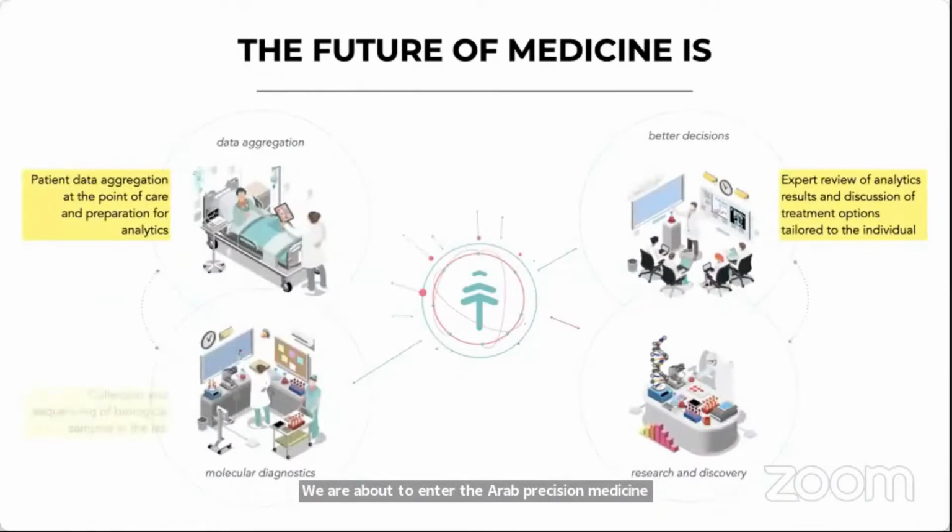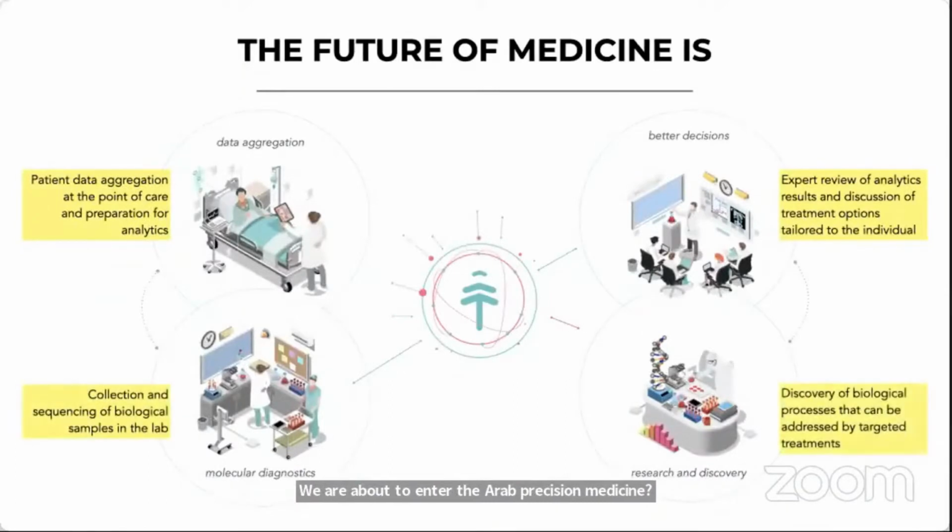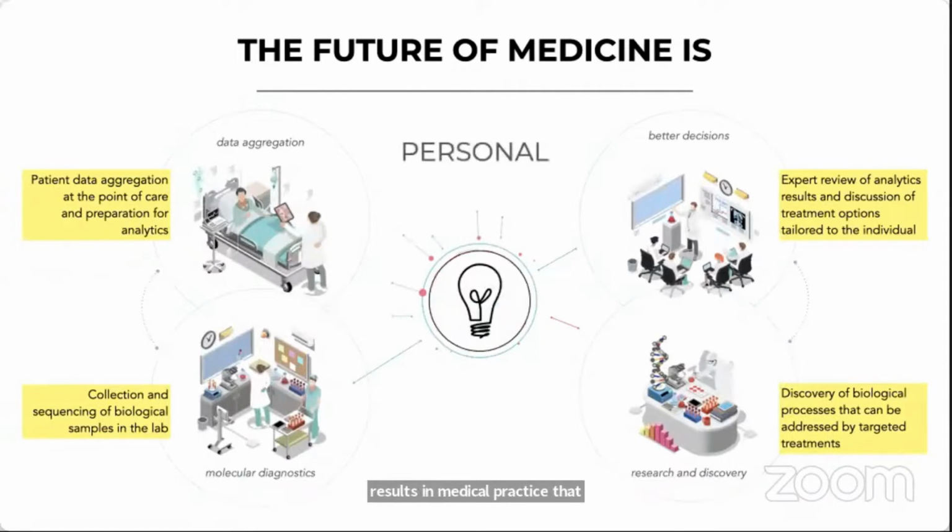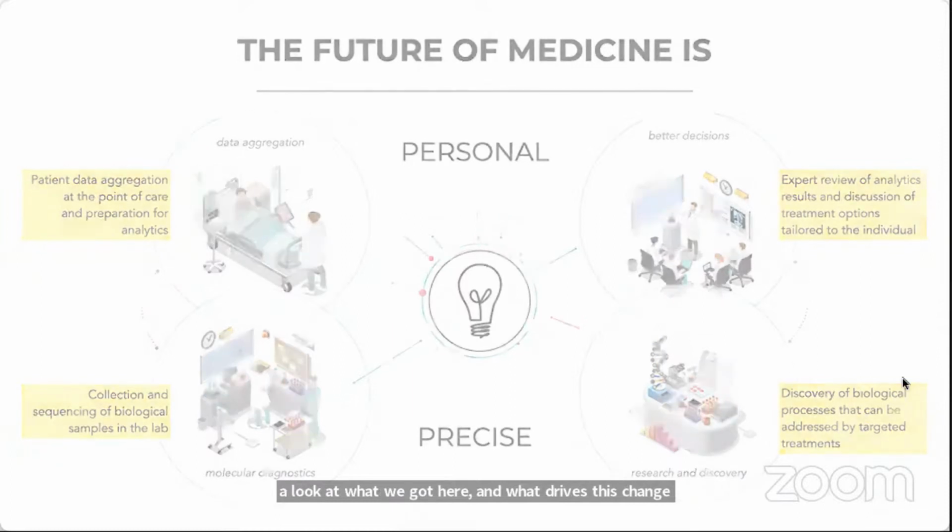So the future of medicine is increasingly driven by the availability of data and the expansion and standardization of high-throughput sequencing that results in medical practice that is both ultra personalized and ultra precise. Extracting meaningful implications from this data requires deep analytical expertise, and it also requires integrating several of these omics data from different molecules. So let's take a look at what drives this change in modern medicine.